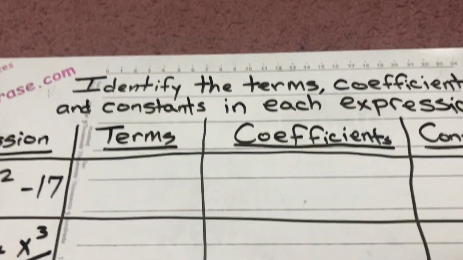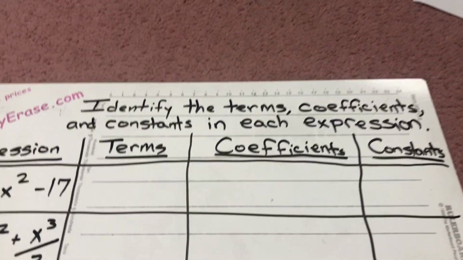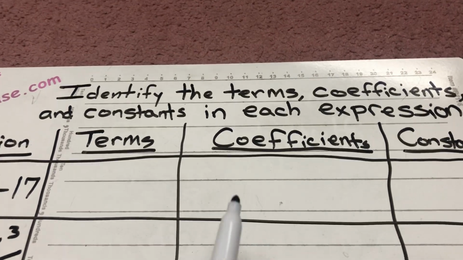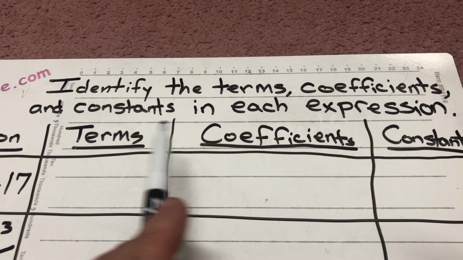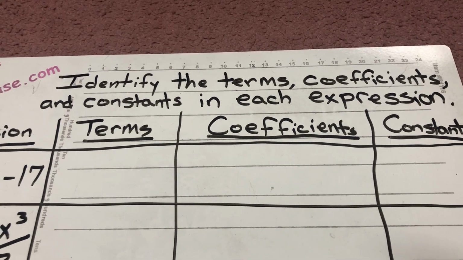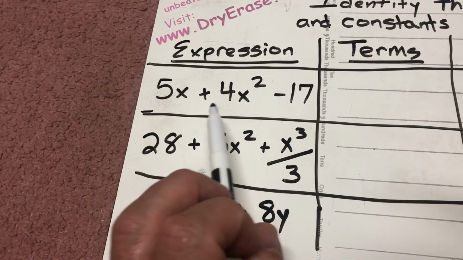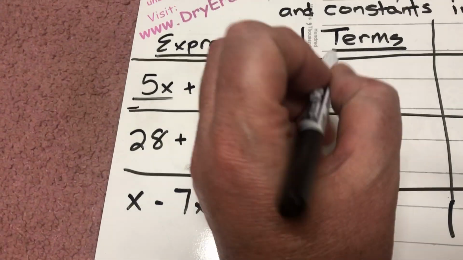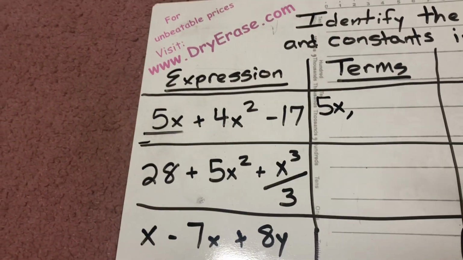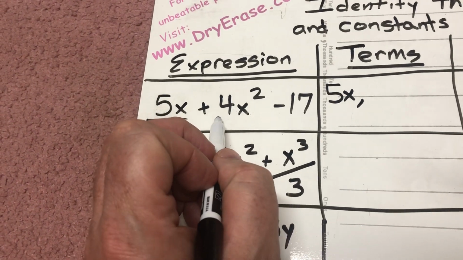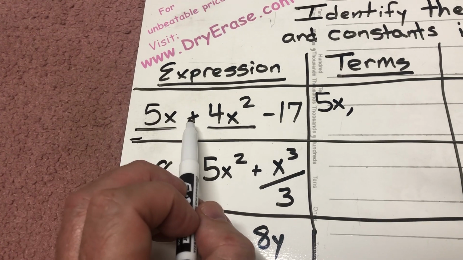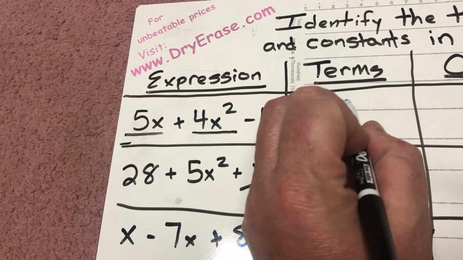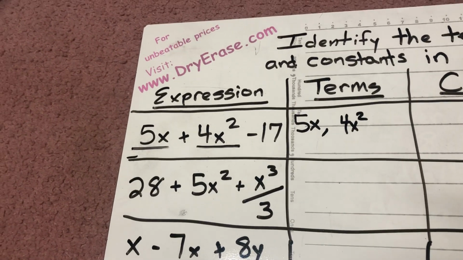All right, sixth grade, we're getting into some algebraic expressions, and our first set of directions is more of a vocabulary in the sense that it says identify the terms, coefficients, and constants in each expression. Well, the terms are each of the individual numbers. So in this first one, the first term is 5x. The second term is a 4x squared, and since there's an addition sign or a plus sign in front of the 4x squared, it's considered a positive 4x squared.